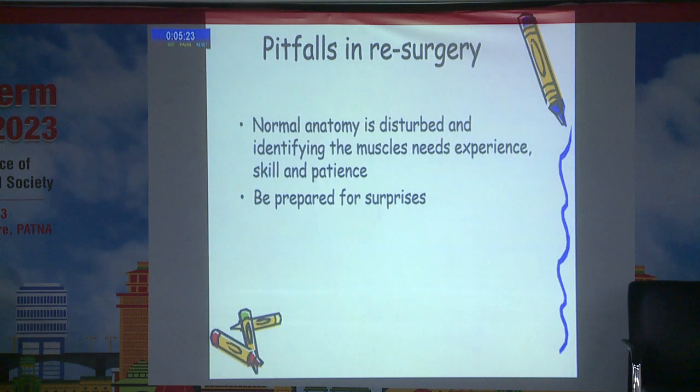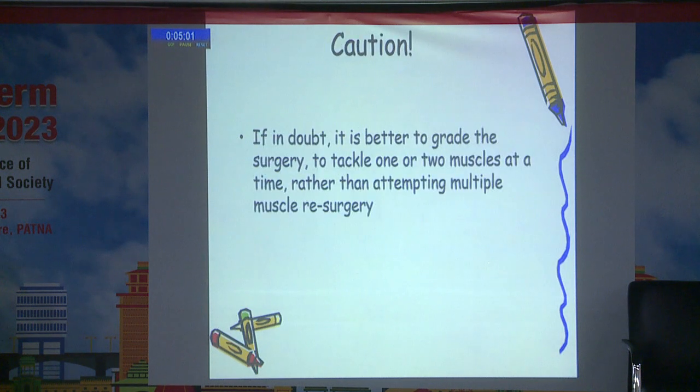And the main pitfall of course, when we are planning a resurgery is that the normal anatomy is disturbed, and identifying the muscle needs experience, skill, and patience. And we have to be prepared for surprises. So this is something that is there even when it's a restrictive strabismus surgery or surgery after a trauma, because again, the normal anatomy is not there. And this is my personal view: if in doubt, it is better to grade the surgery.